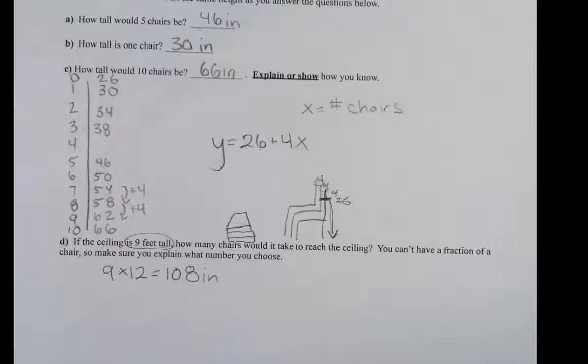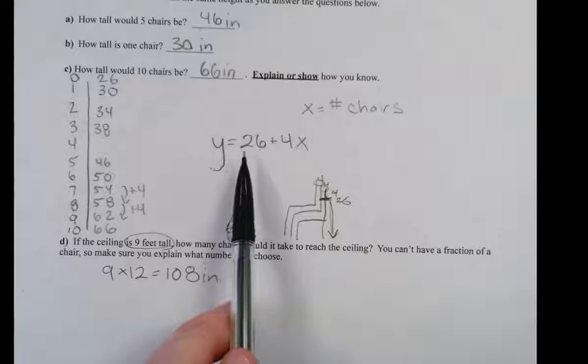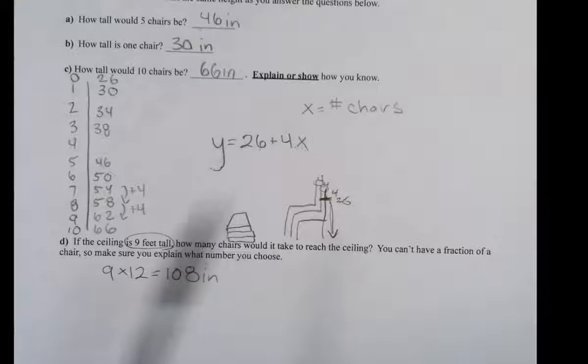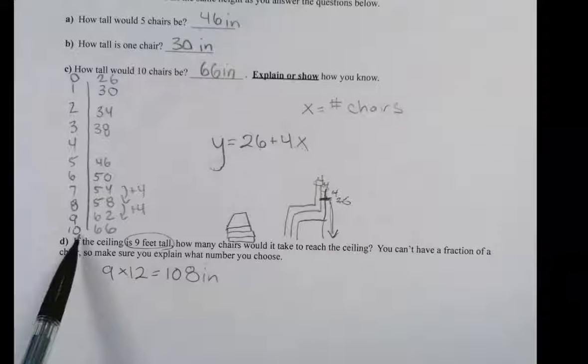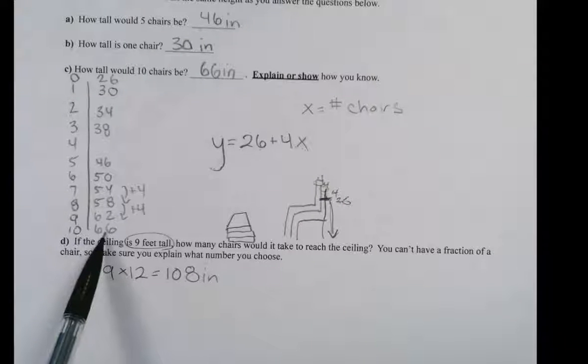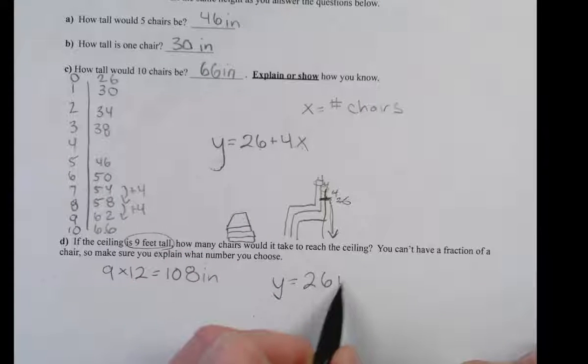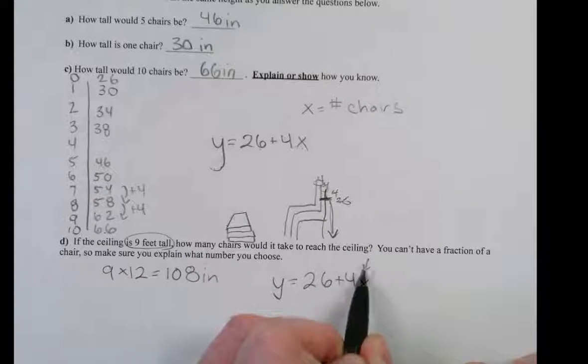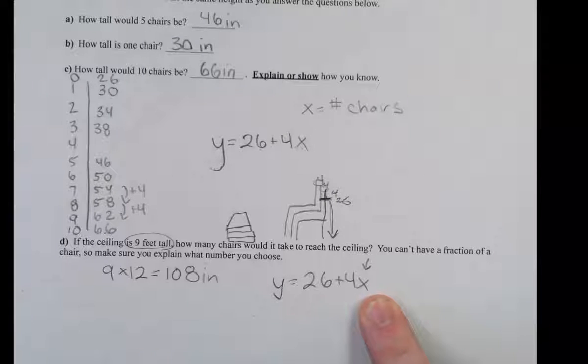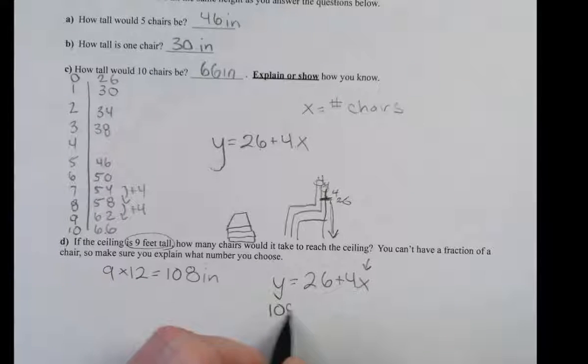All right. So if you had come up with this equation, it's really easy to solve. If you haven't, I don't think you really want to go through this whole process until you get to 108, but you could. You could kind of know, well, let's try 20 chairs. Let's try 30 chairs and see where you end up. But this equation allows me to find the number of chairs if we want to go to 108 inches.